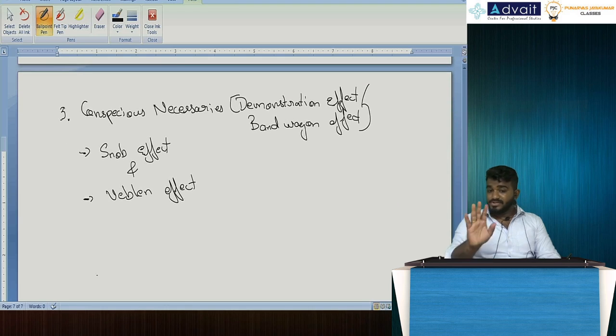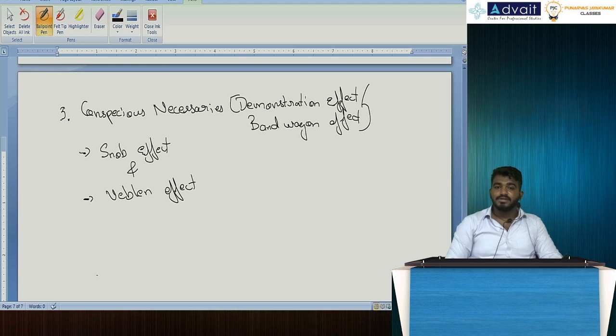Now, assuming, sir, one single wine bottle was some 10,000 rupees earlier. Now the prices have increased from 10,000 to 50,000. Irrespective of increase in price, I want the same product to be given as a welcome drink. That is my status, that is my prestige. This is called as Veblen effect. Irrespective of increase in price, the person consumes the same type of goods and services. This is called as Veblen effect.